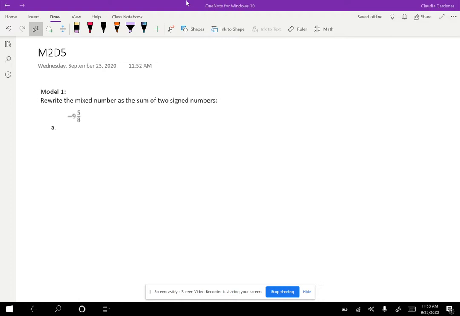So, looking at the first part of our model, it tells us to rewrite the mixed number as the sum of two signed numbers. So, what does this word sum refer to? Well, I know it's talking about the answer to an addition problem. So, somewhere in here, we're going to have to rewrite this problem as an addition problem or an addition statement.